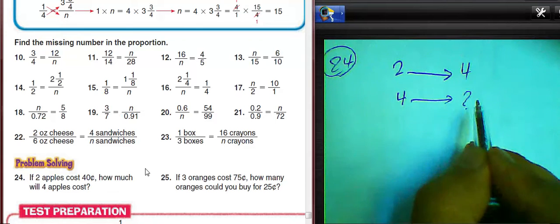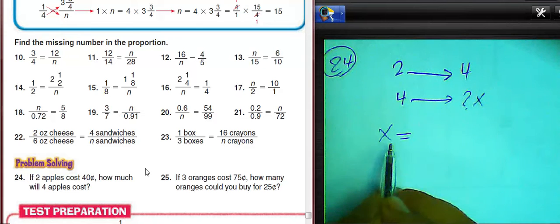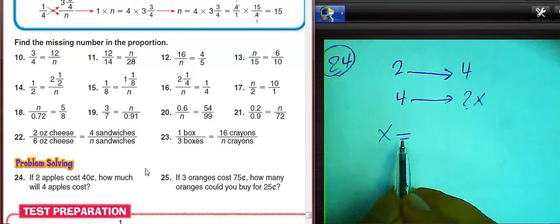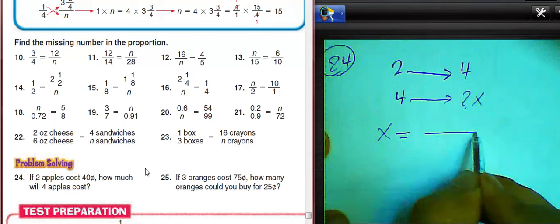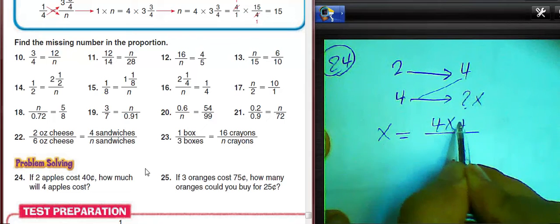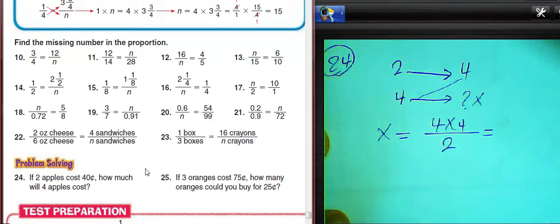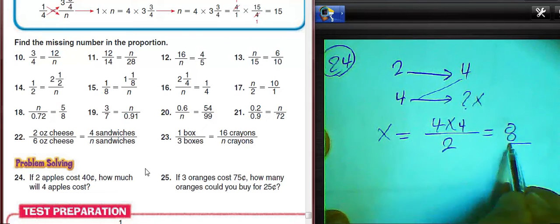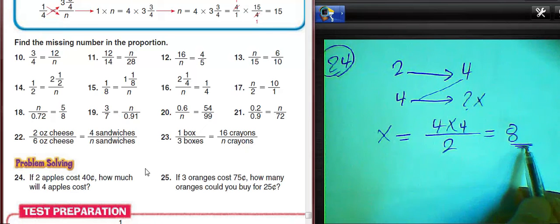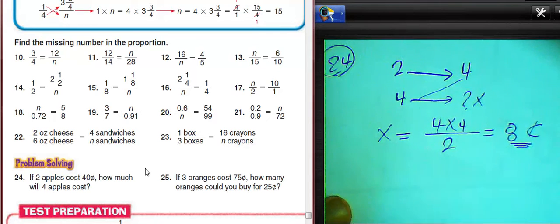This number will be x, such that x is the cost of 4 apples. 4 times 4 multiplied by 2. 4 times 4 equals 16. 16 divided by 2 equal 8. Okay, so the cost will be 8 count.